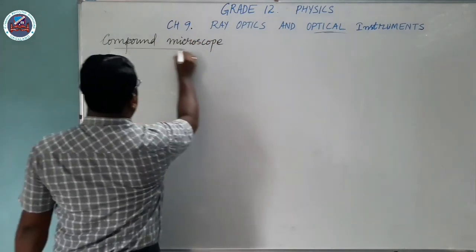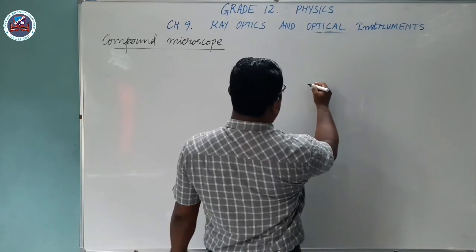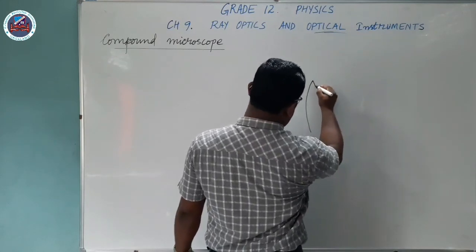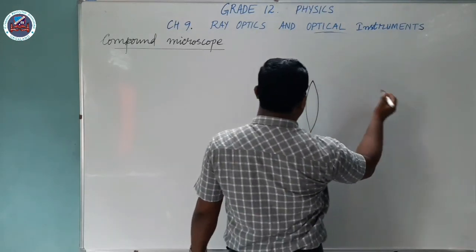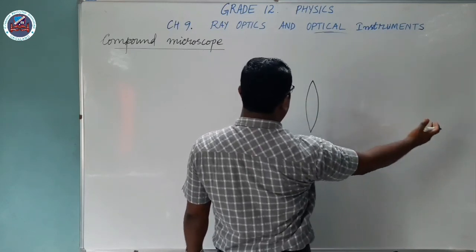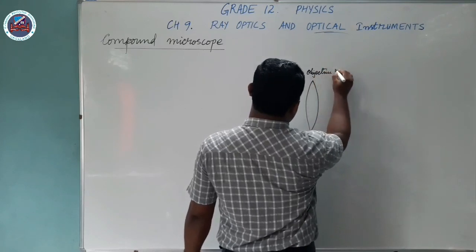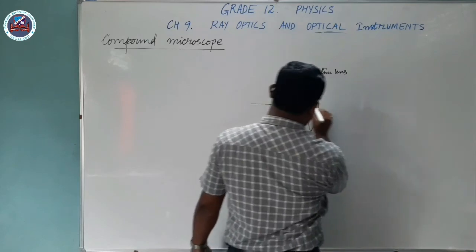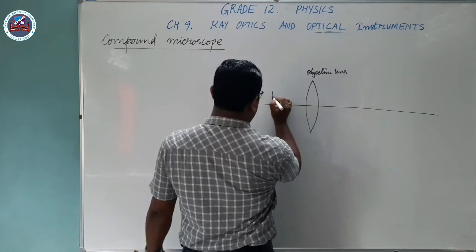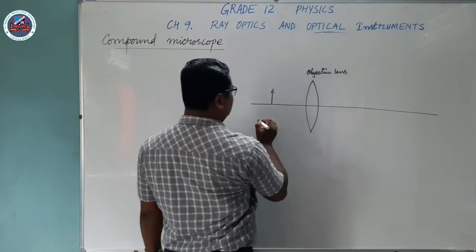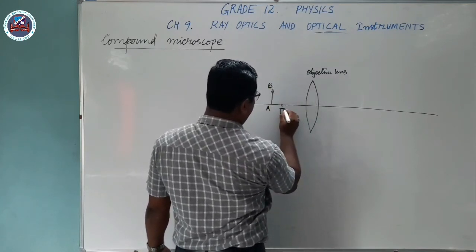In compound microscope we use two lenses. One is called the objective lens that faces towards the object, and one is called the eyepiece lens that focuses towards the eye, that we see with the help of that eyepiece lens. This is your objective lens. Let us draw the lens one by one. Suppose if I keep an object in front of the lens, suppose this is the object AB, this is the focal length of the objective lens.